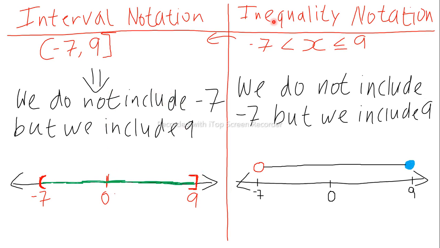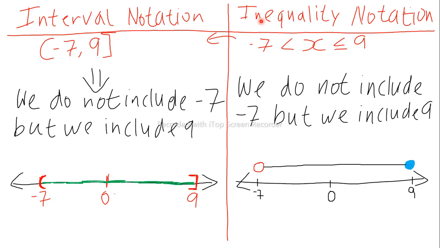So this is one way to represent it in interval notation. Another way to represent the same set of numbers is inequality notation. For inequality notation, this is saying that x is between -7 and 9, but we include the 9. So we do not include -7, but we include 9, all the numbers in between, including 9 itself. So that's interval notation and inequality notation.